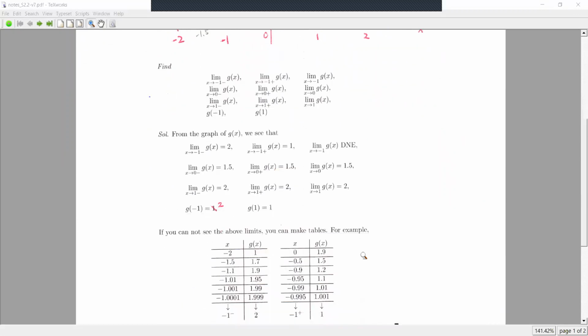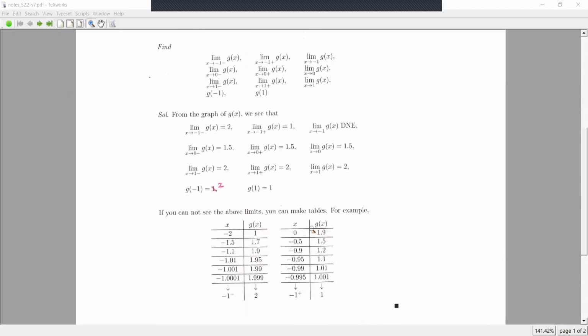The second table is about this limit. x approaches -1 from the right side. I let x approach -1 from the right side by taking on these points. Now, let me go back to the graph to determine the function values at these points.